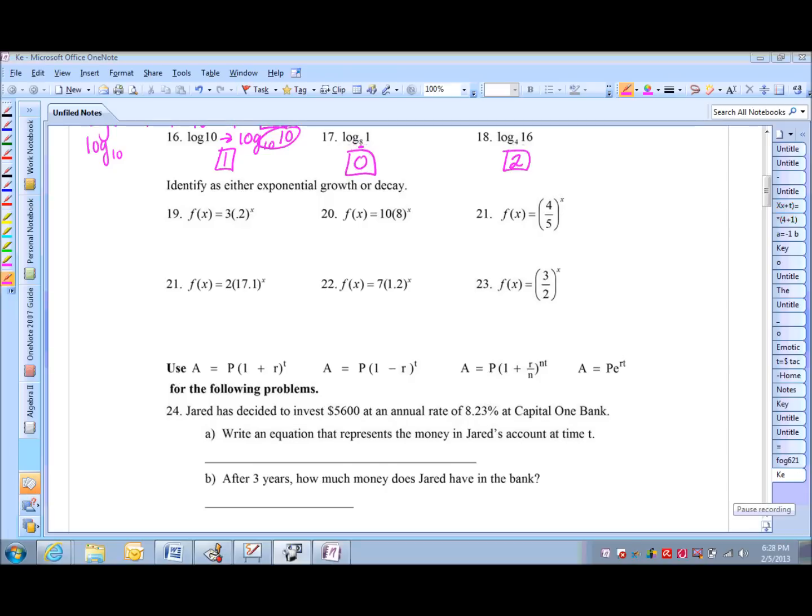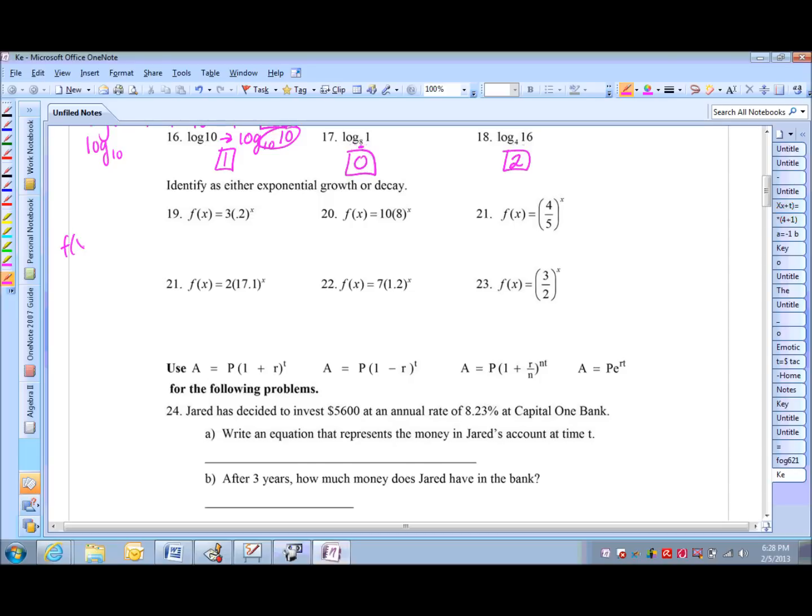In the next section, we're identifying these functions as either exponential growth or decay. And the function that we know as the exponential function is f of x equals b raised to the x. And if b is greater than 1, then we're dealing with growth, exponential growth. And if b is less than 1, we're dealing with exponential decay.